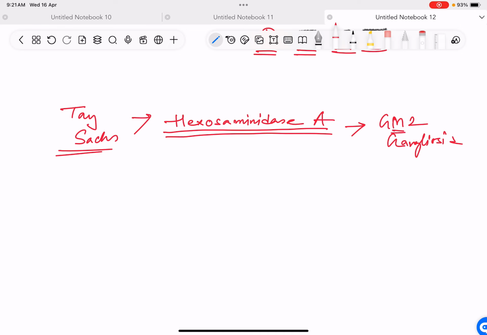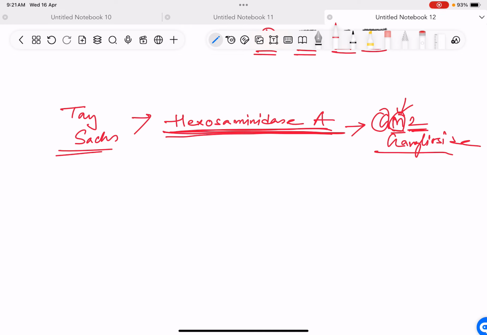We know what is M and we know what is 2, right? It is the sialic acid residue in the ganglioside. How many sialic acid residues are there? One sialic acid residue in the number 2 position. So GM2 ganglioside accumulation in Tay-Sachs disease, and the enzyme we have studied is hexosaminidase A. We haven't studied Tay-Sachs disease in detail. We will study it in detail.